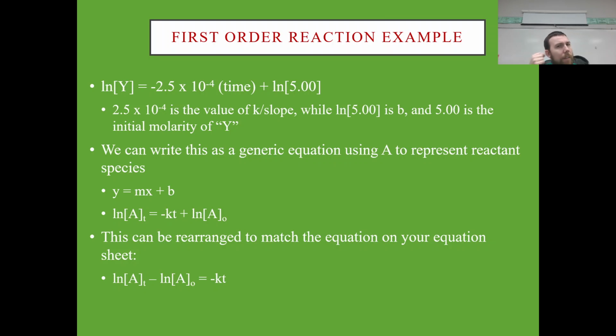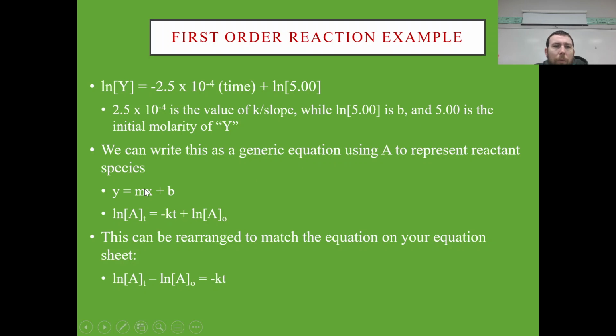All right. Now, here's just an example of plugging in information. It's a lot of repeat information from the previous slide, but I think it's good to take a look at, right? So we've got ln of y is going to equal negative 2.5 times 10 to the negative fourth times time plus the ln of 5.00. Looking at how we've plugged that into the expression, 2.5 times 10 to the negative fourth is the value of k, right? That's our rate constant value. ln of 5.00 is our b value, right? And then the initial molarity is 5.00.